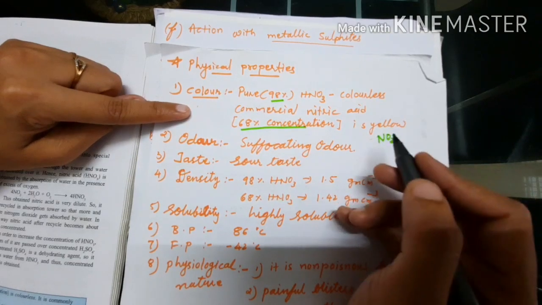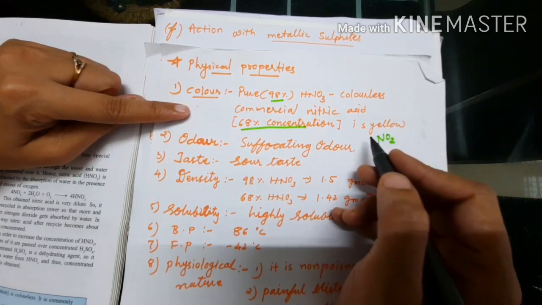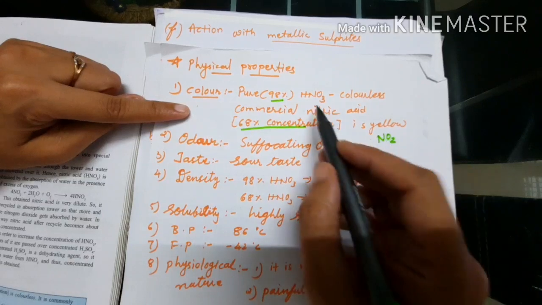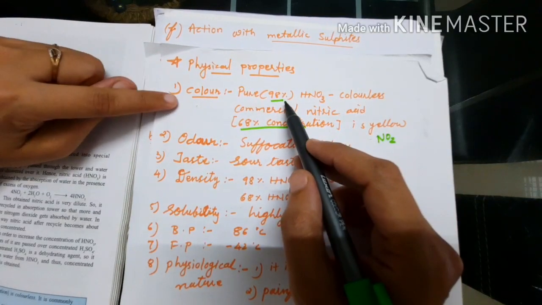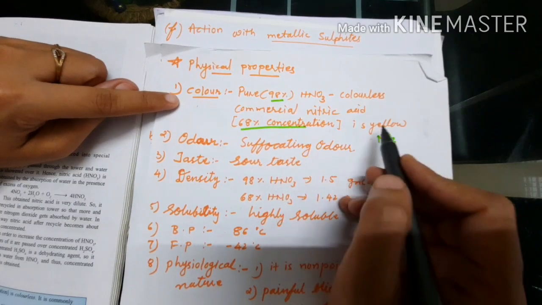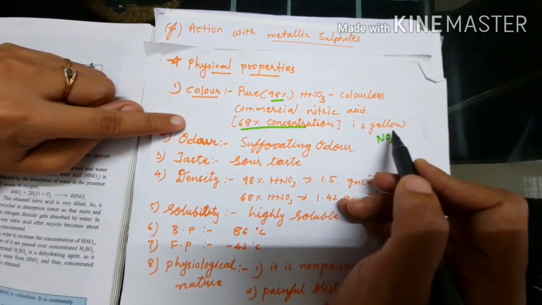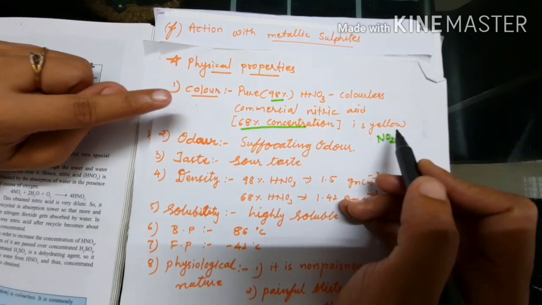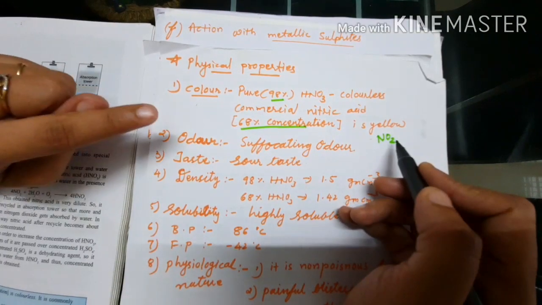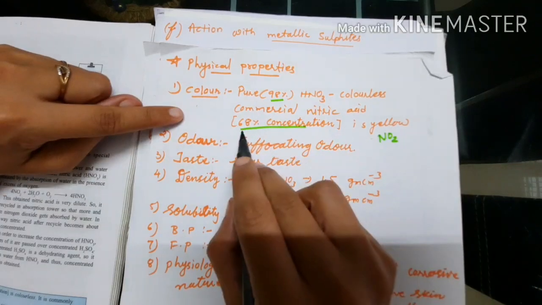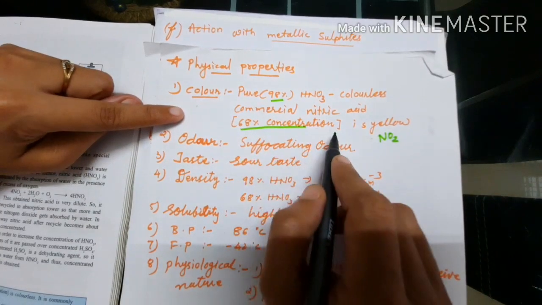So you have to remember this, student. If the nitric acid is a colorless solution, then it is the purest form, 98%. But if it is yellow in color, it means that the concentration is less, or NO2 is already dissolved in it, or that it is a 68% solution.